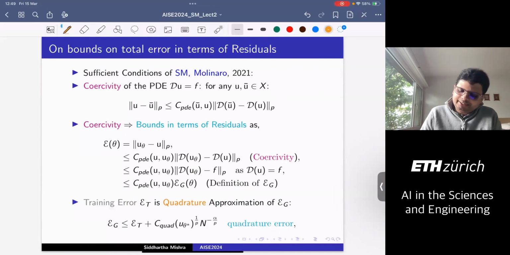So the idea is that now we know in principle that the training error can be made as small as possible. But given a small training error, can we go the other way and conclude that the total error is going to be small? This is done in 2 steps. In the first step, we are going to argue.